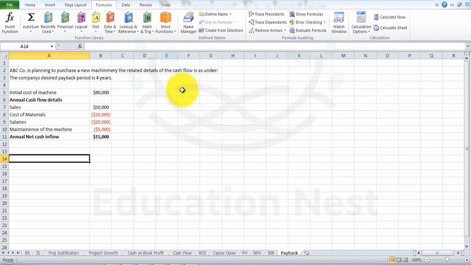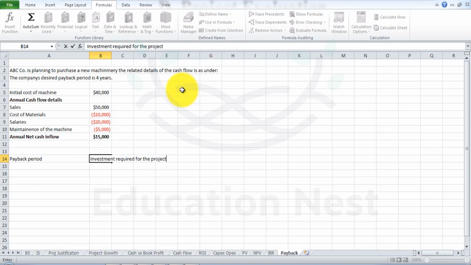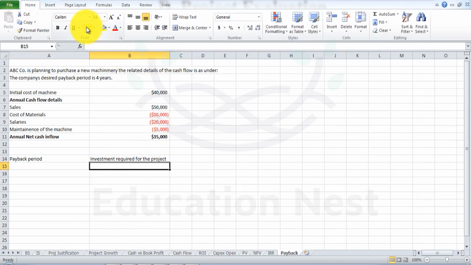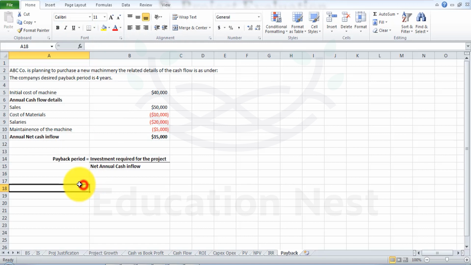So if you remember the payback period formula, that is the investment required for the project divided by the net annual cash inflow. Perfect, let's get this done. So now it makes sense, right? Payback period is equal to investment required for the project divided by the net annual cash inflow. That's the payback period formula.